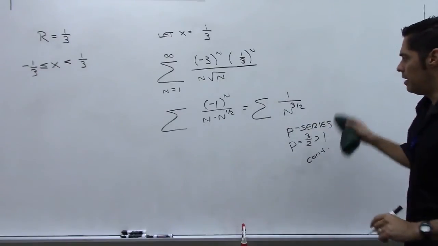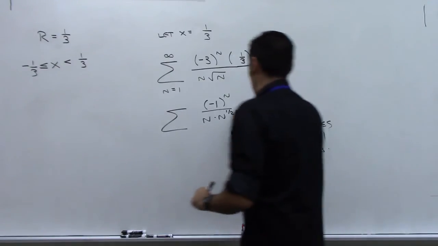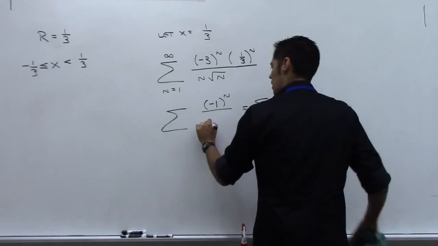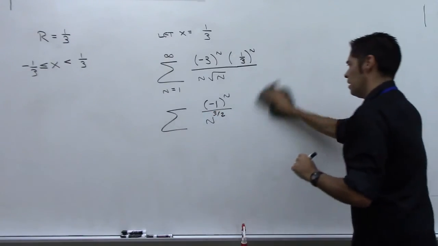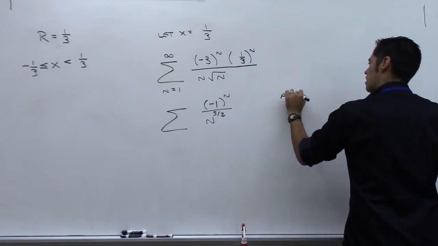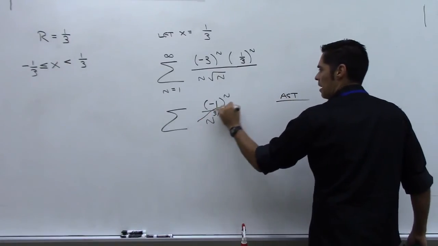And this is an alternating series. And I'll actually change this down here to n to the 3/2. So this is an alternating series. So alternating series test. Here's my b sub n.